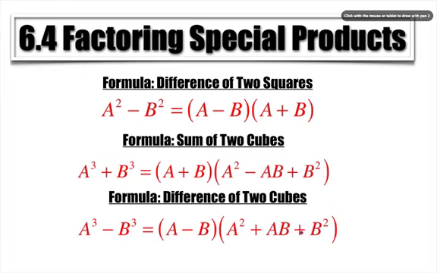Now, if you were to take the time to actually FOIL this, you're going to notice that you get the following. If you multiply this binomial times this trinomial, which you have done in an earlier chapter, you're going to get this binomial that you see here, and so forth. Okay, so now let's apply these formulas. Let's go to number 1.